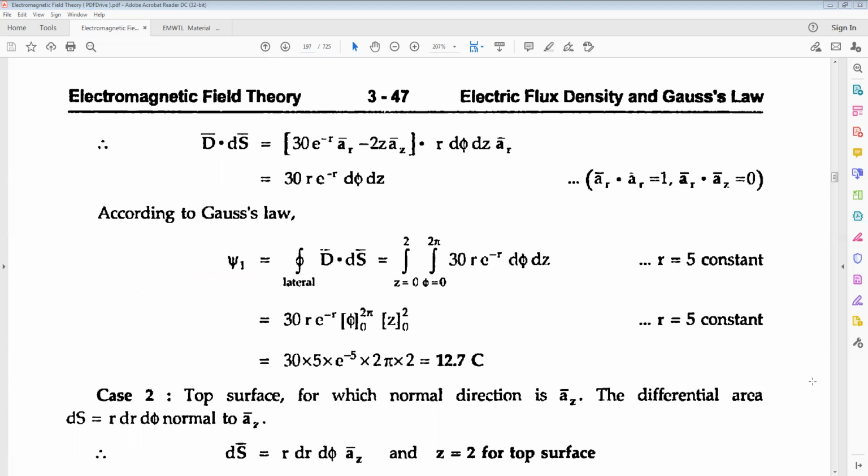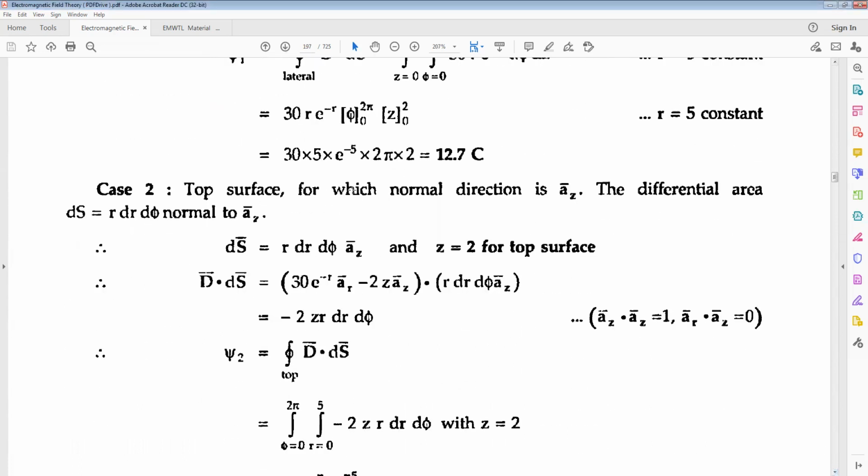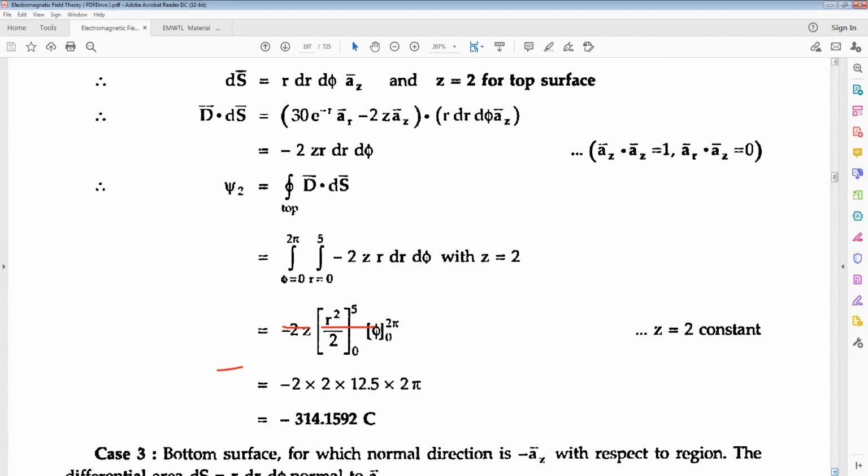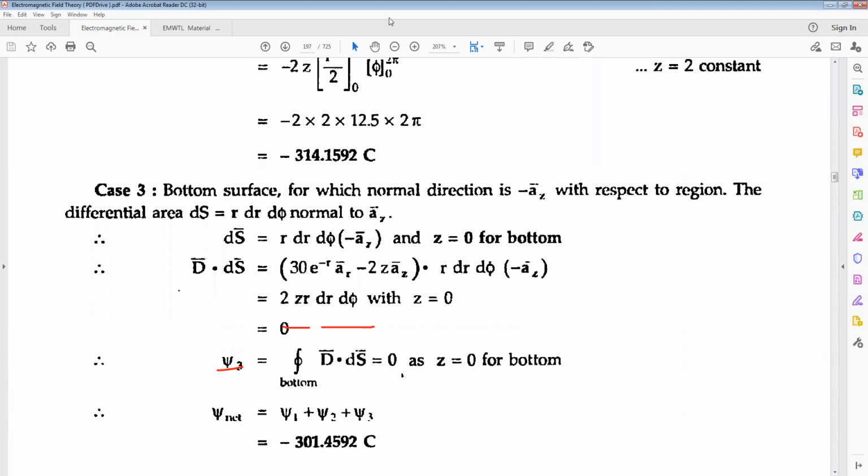Now consider the top surface. The top surface is along the normal to the z direction. Normal to the z direction means aR dot aZ is 0, minus 2z r dr dphi. The second flux psi 2 is equal to the top D bar dot dS bar. In this, dr and dphi only, r is equal to 0 to 5 and phi is equal to 0 to 2 pi, with z is equal to 2. We got the value as minus 314.15.